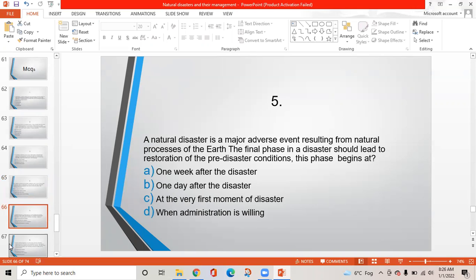MCQ fifth is a natural disaster is a major adverse event resulting from natural processes of the earth. The final phase in the disaster should lead to the restoration of the pre-disaster conditions. This phase begins at option A, 1 week after the disaster. Option B is 1 day after the disaster. Option C at the very first moment of disaster. And option D is when administration is willing. Option C is the right one. At the very first moment of the disaster, it should begin.